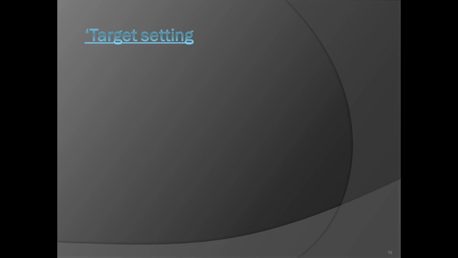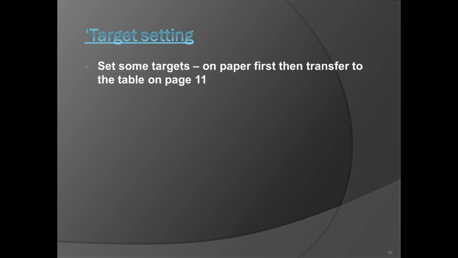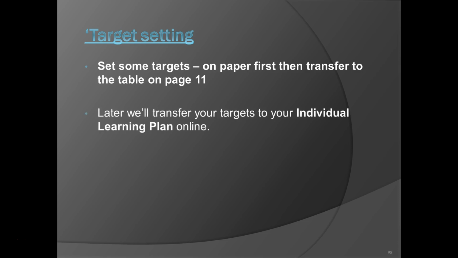And the final page is page 10, which is target setting. We all set targets on a daily basis, but this is about setting targets, the beginning of a target setting process that will actually go on through the whole year. And later we'll actually transfer these to your learning plan online. So this is best done on rough paper to begin with, and then transfer them to here. And think about a target, for example, they don't have to be academic targets, it could be pass driving test or make new friends. But making the target quite specific is very important.